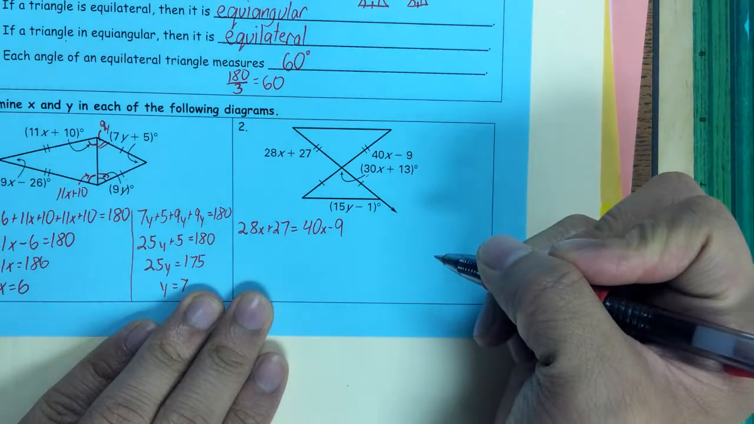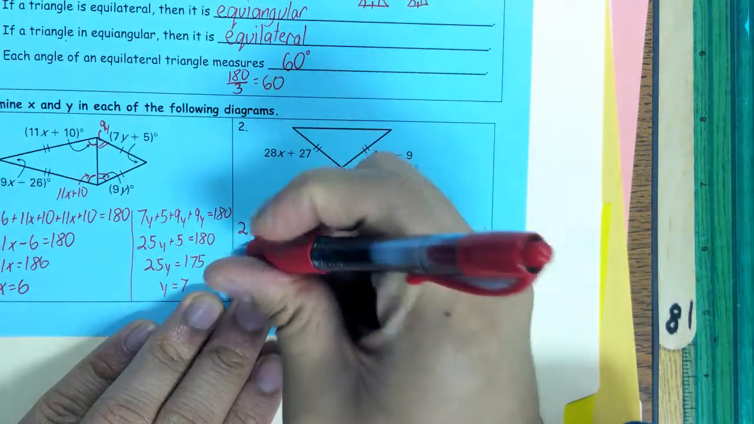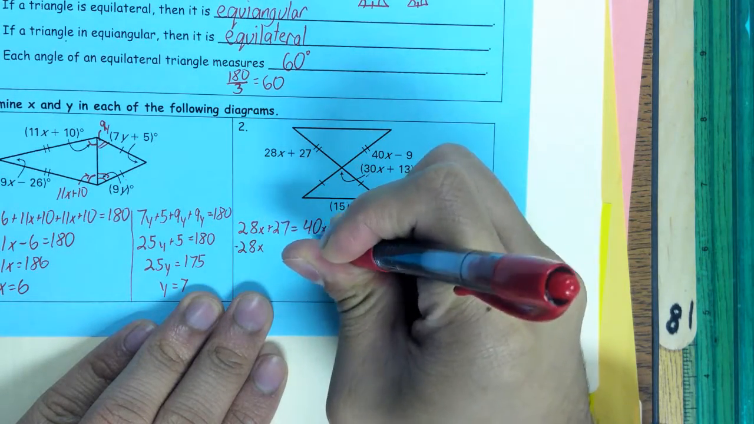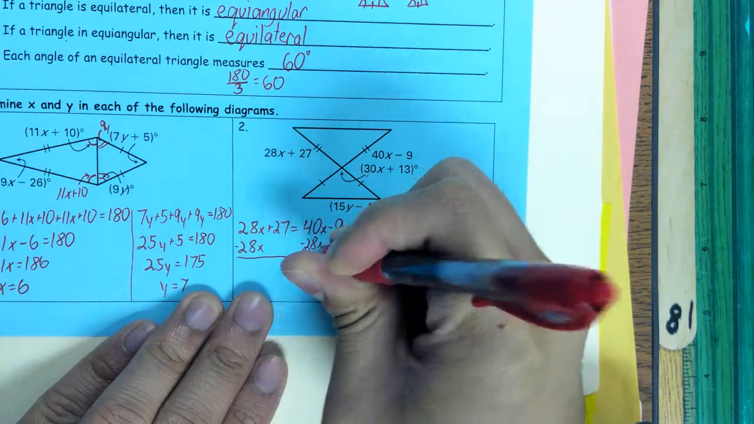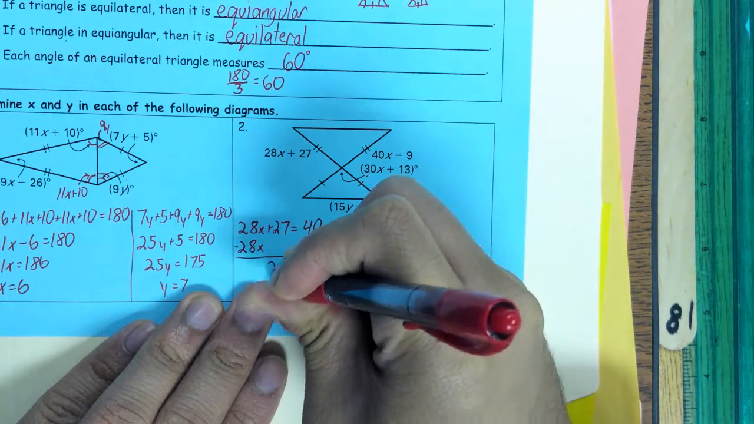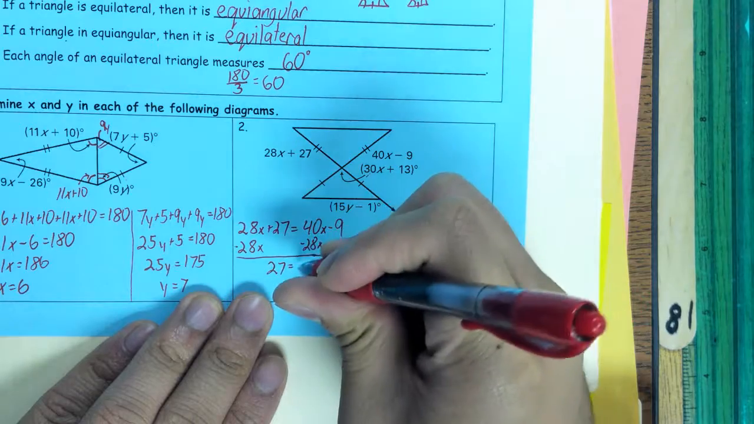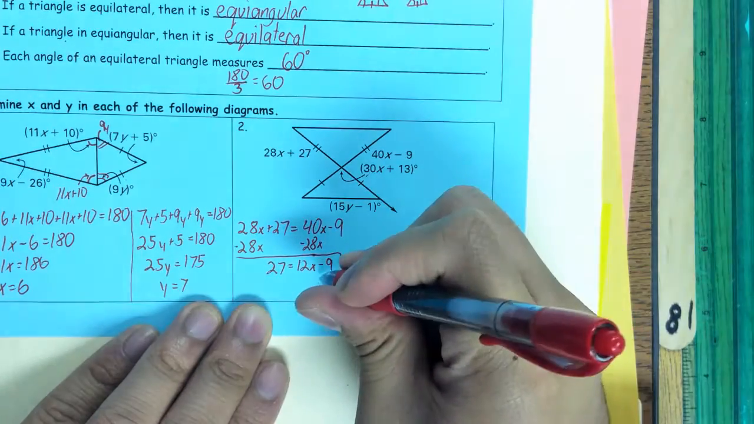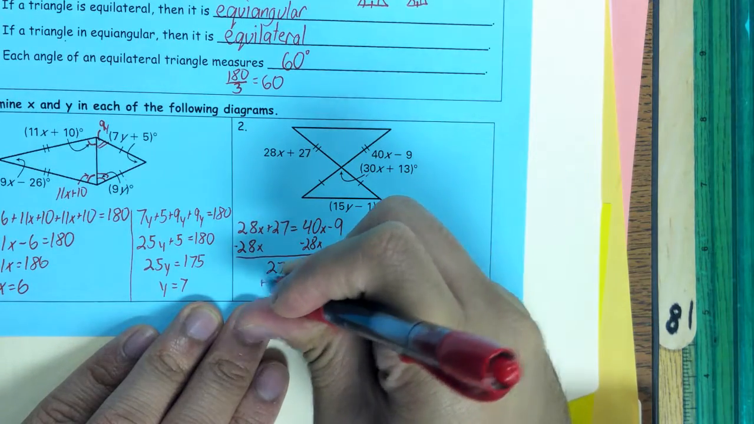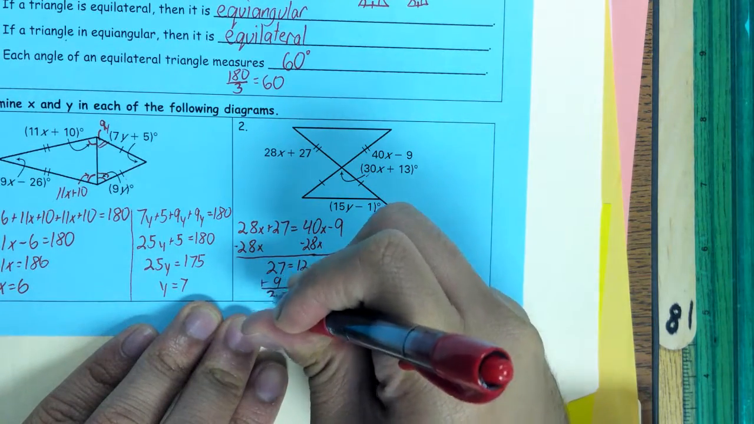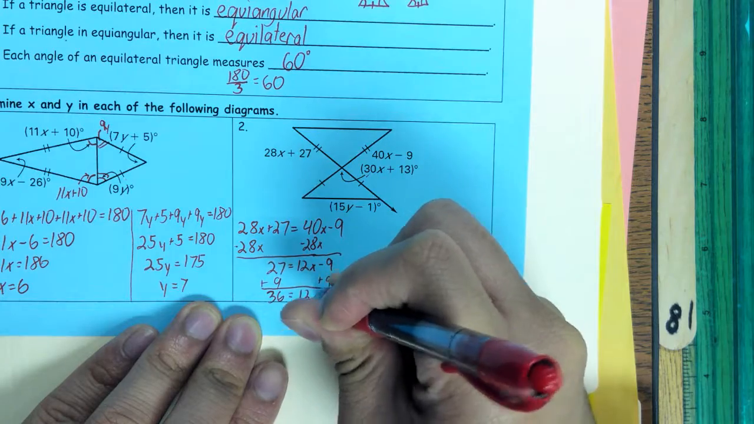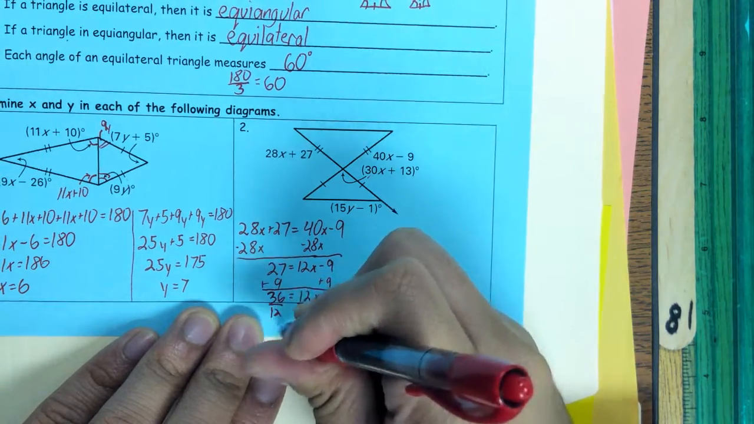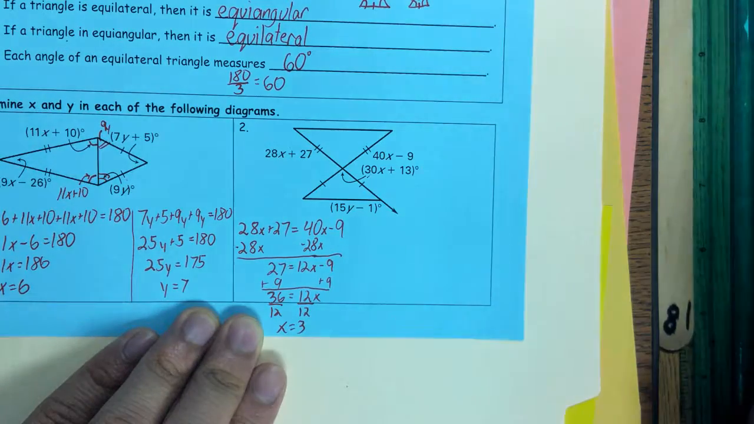For this one, I'm going to solve this by hand the long way. Subtract 28 from both sides because I want to get x by itself. So we have 27 equals 12x minus 9. Now I want to add 9 to both sides to get 36 equals 12x. And finally divide both sides by 12 to get x equals 3.